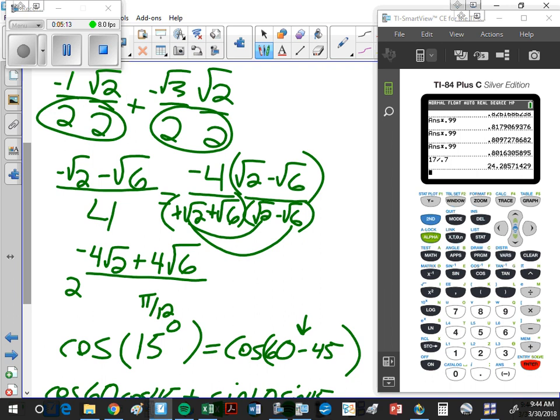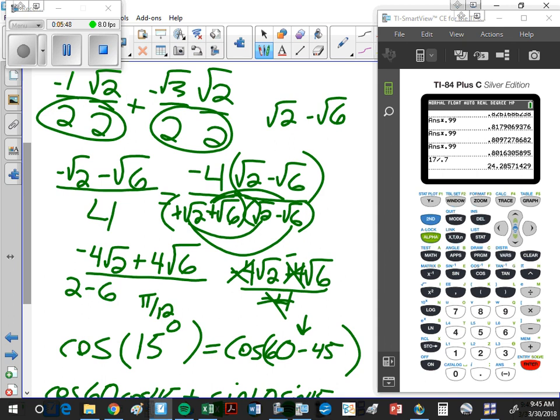It's going to cancel because we have conjugates. So that one cancels that one. And then this one turns into -6. And I end up with -4 root 2 plus 4 root 6 over 4, -4. I divide everything by -4, and these cancel, and this cancels, but it turns into a negative. So the answer is root 2 minus root 6.